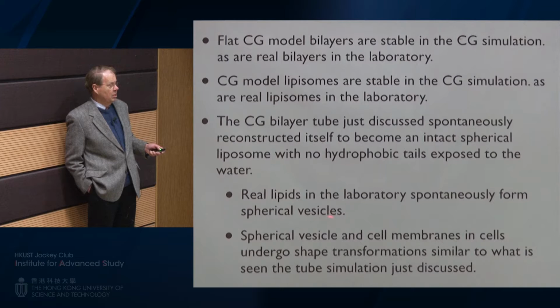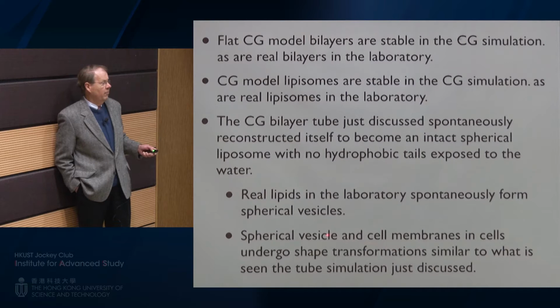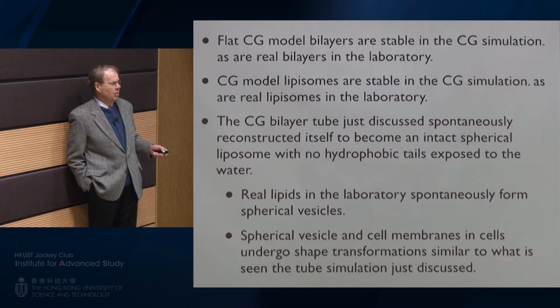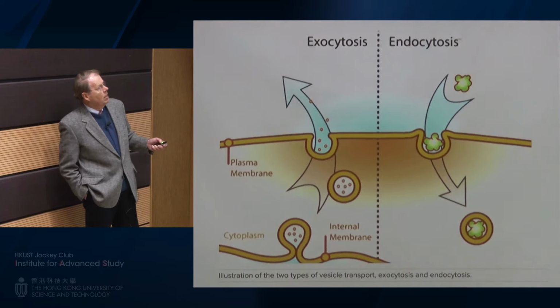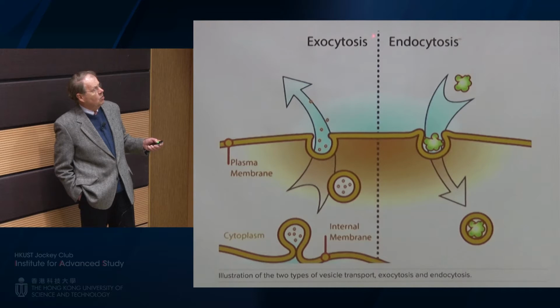Moreover, vesicles and membranes in cells undergo all sorts of shape transformations that are not that different from what was seen in the tube simulation just discussed. For example, this is something I pulled off the web. There are two important properties of things that have taken place in cells. It's called exocytosis and endocytosis. Exo means leaving, endo means entering, and I'm not sure what cytosis means.